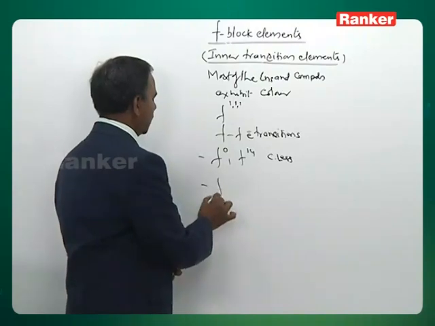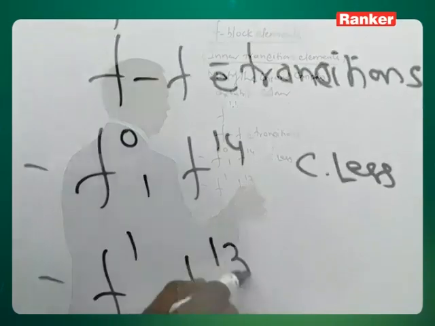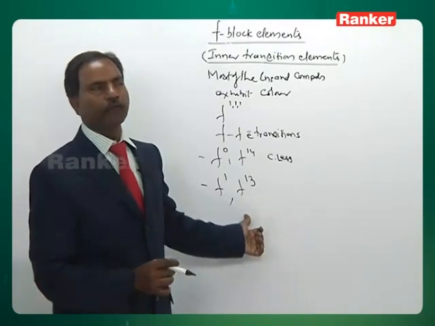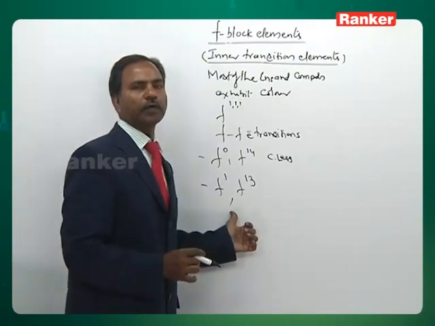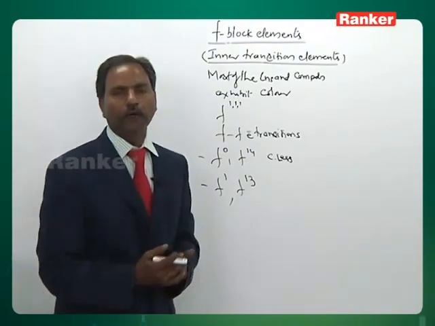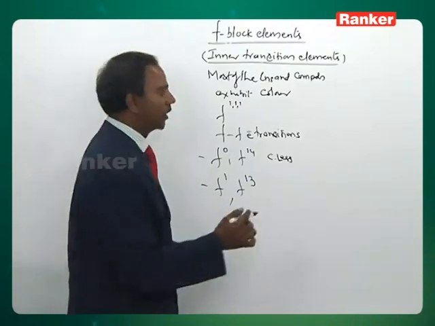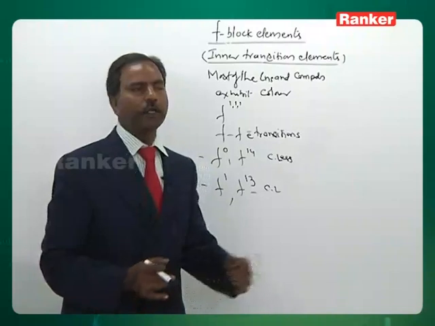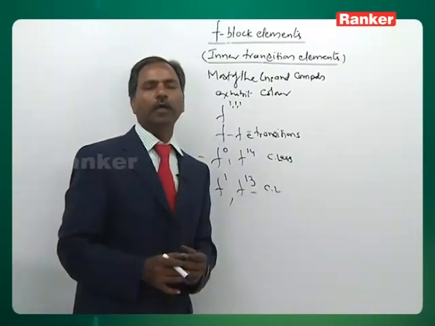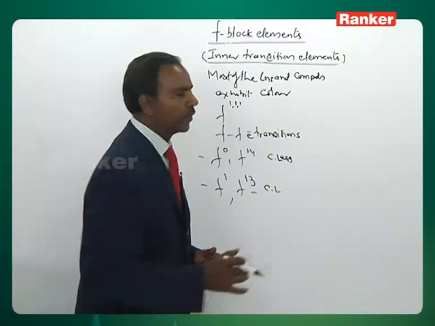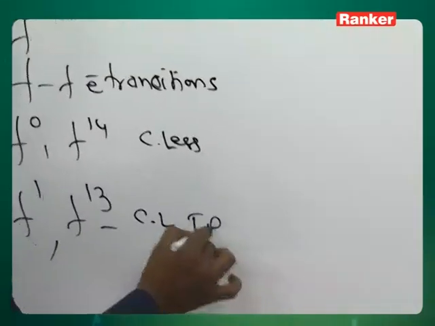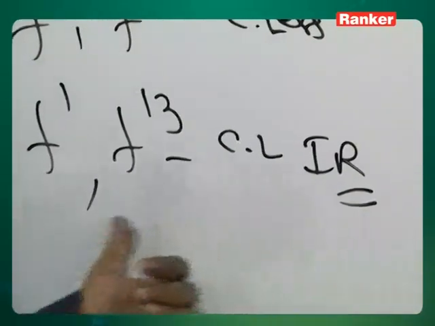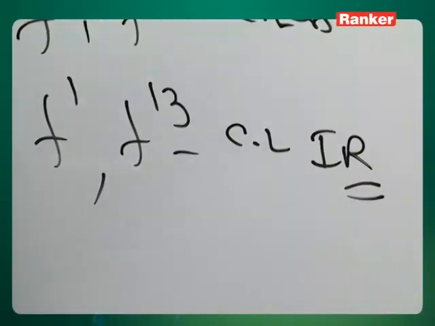Similarly, if you talk about f1 configuration and f13 configuration, they are still carrying unpaired electrons, but they are not exhibiting color. They are also found to be colorless. Even though they are carrying unpaired electrons, f1 and f13 are still not exhibiting color. It is due to infrared absorption. For f1 and f13, due to infrared absorption, these two electronic configurations of lanthanides are not exhibiting color.